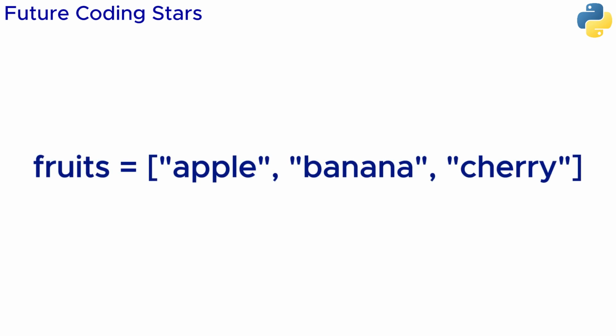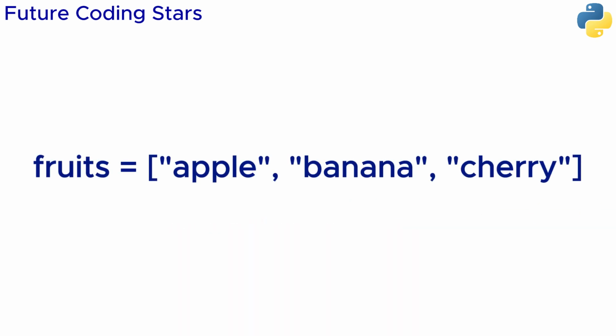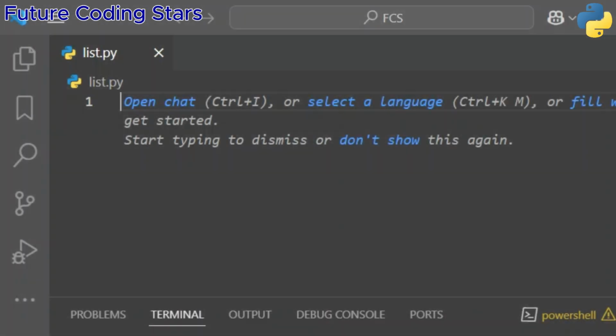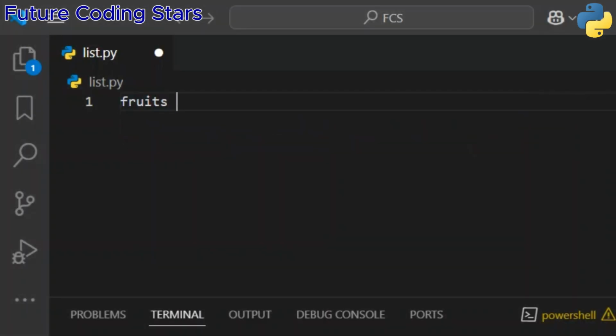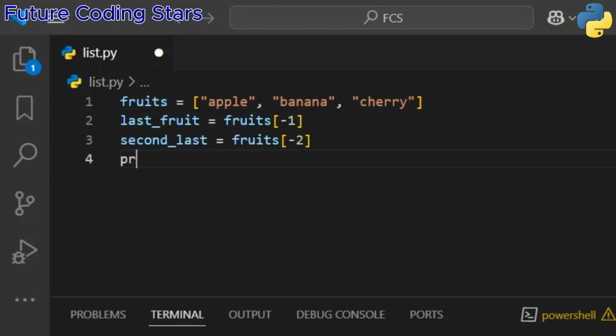Python also has a cool feature called negative indexing. This lets you count from the end of the list. The last item is at index -1, the second to last is -2, and so on. fruits equals apple, banana, cherry. last_fruit equals fruits[-1]. second_last equals fruits[-2]. Print last_fruit. Print second_last.